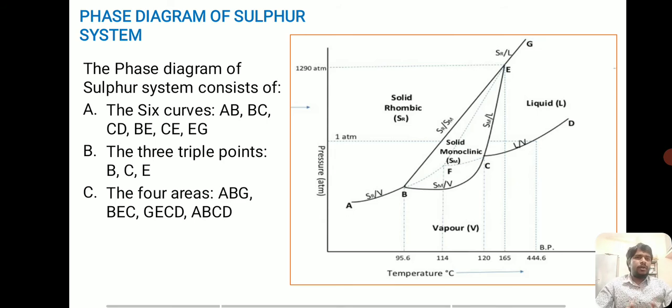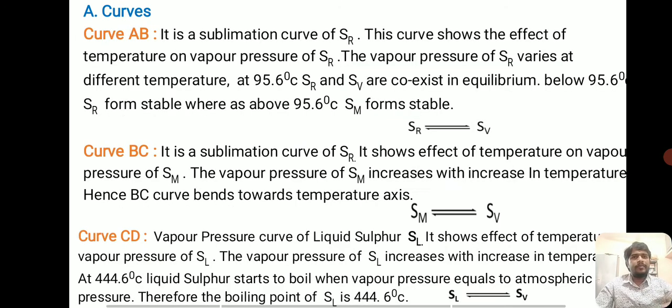And you can observe three triple points here. One is B, the second one is C, and another one is E. Totally three triple points. And coming to the areas, we have four areas. One is ABG, another one is BEC, the next one is GECD, and the next one is ABCD. Now let us know one by one, that is, the curves.